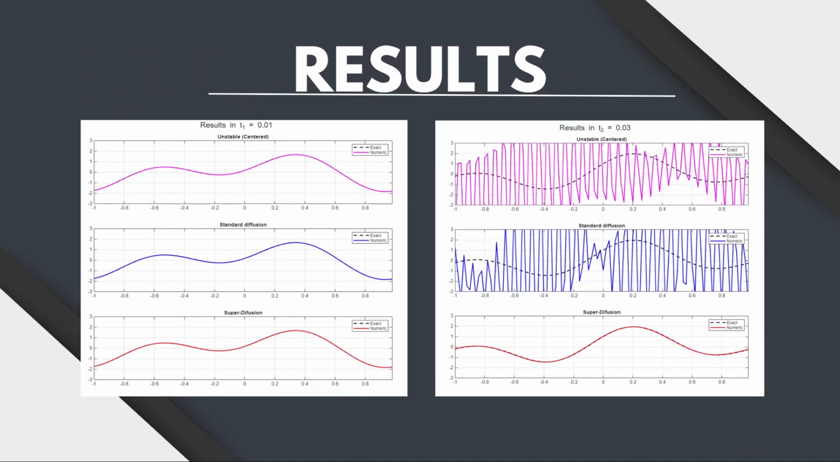This slide compares the results at time t equal to 0.03. The top plot shows the unstable center scheme exploding. The middle plot shows method A, standard diffusion. As you can see, it fails to stabilize the solution at practical time steps. The high frequency noise is still dominating. The bottom plot shows method B, superdiffusion, which successfully suppresses the instability while preserving the smooth shape of the wave.